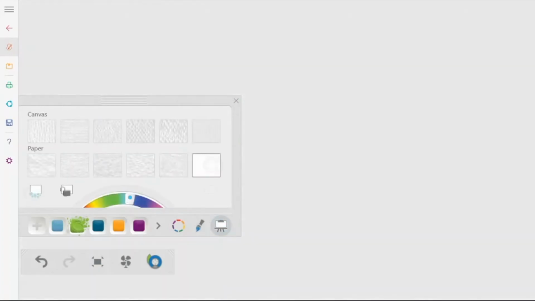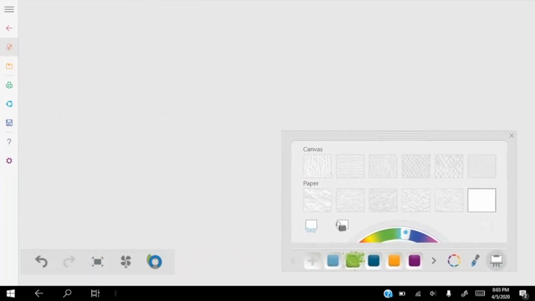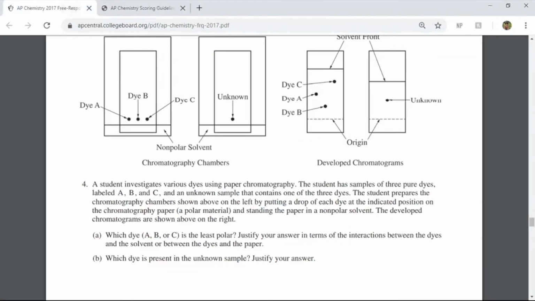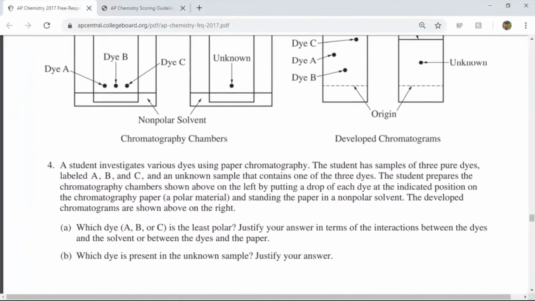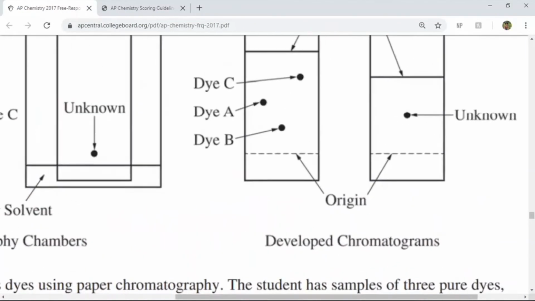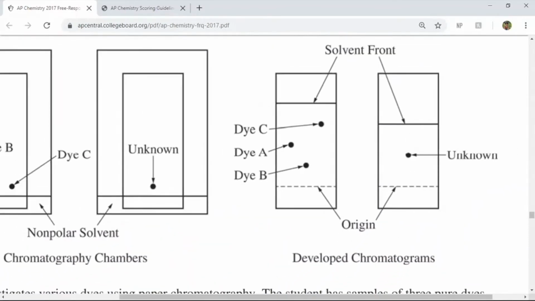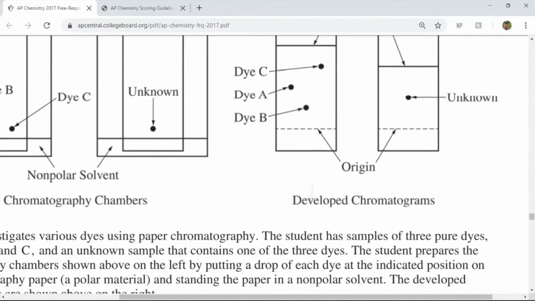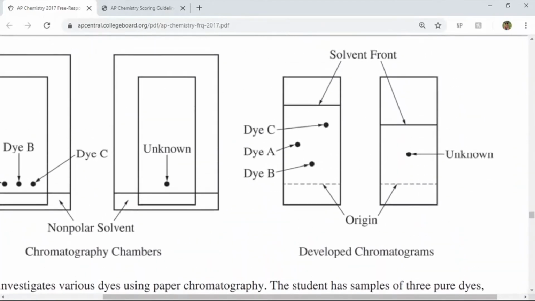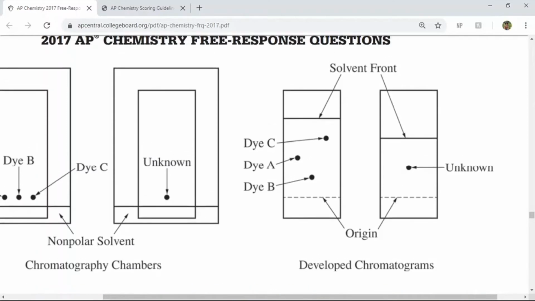So then for part B, it says, which dye is present in the unknown sample? Justify your answer. So, going back to the diagram they give us. This question deals with understanding how chromatography works. I don't think it's a topic. I think it's more of like a skill, understanding how different experiments work.